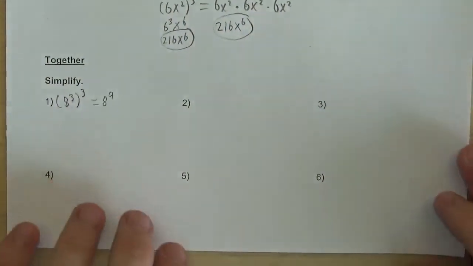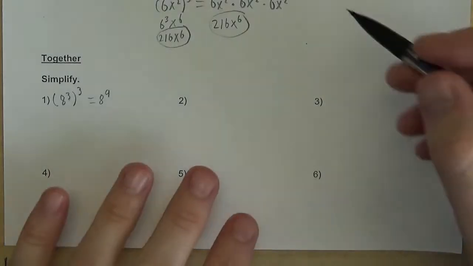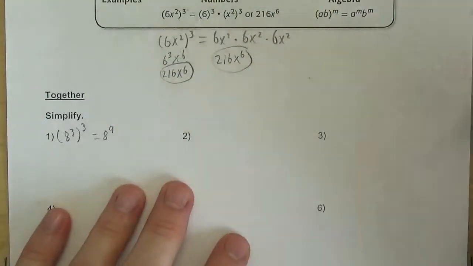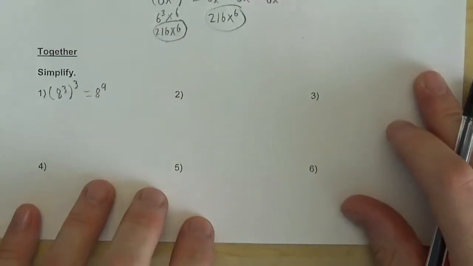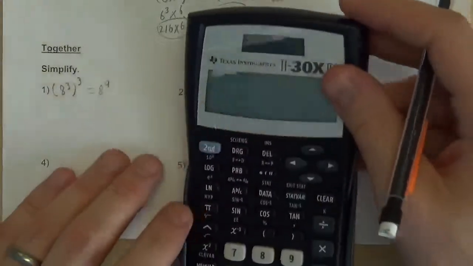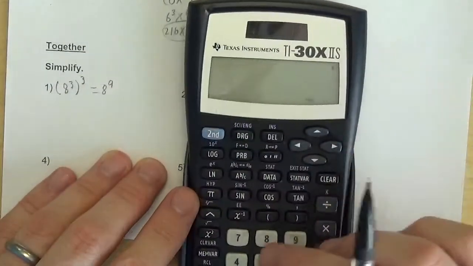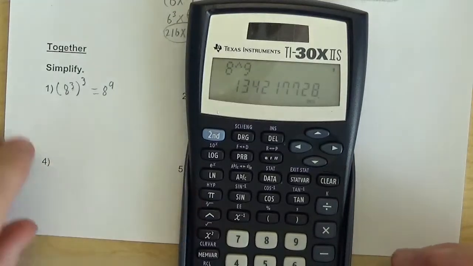We're supposed to evaluate these today. It says simplify, but it does not say to express using exponents. We're going to leave our variables with exponents because we don't know what they are, so we can't simplify those. But the regular numbers, we're going to go ahead and evaluate all the way down to without an exponent. So we're going to do 8 to the 9th here. 8 raised to the 9th is a big number, okay?